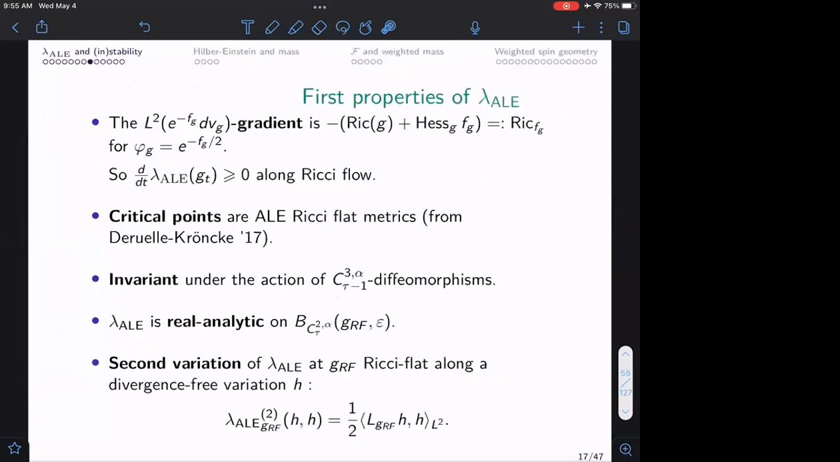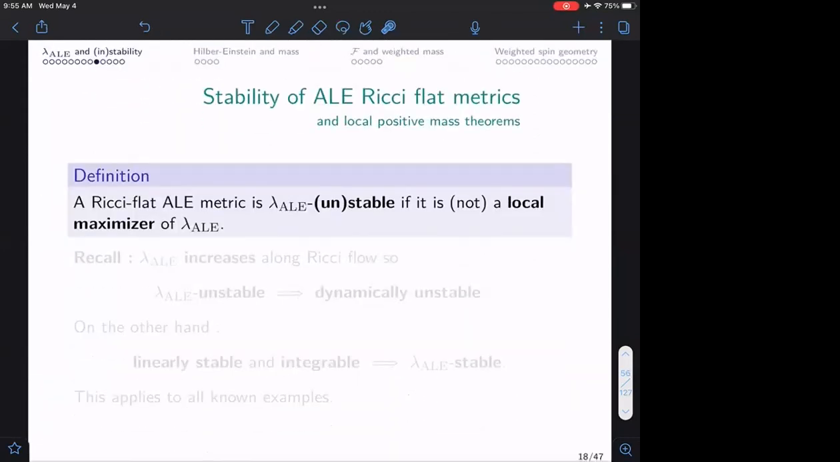And moreover, the second variation really has this Lichnerowicz Laplacian in its first term. So the link with stability will be clear. I will make it more clear in the next slide, but there will be links with stability just after. So we take the same definition as in the compact case. We talk about lambda ALE stable or unstable, depending on if you're a local maximizer or not. And so you will be stable if you're a local maximizer, but unstable if you're not a local maximizer.